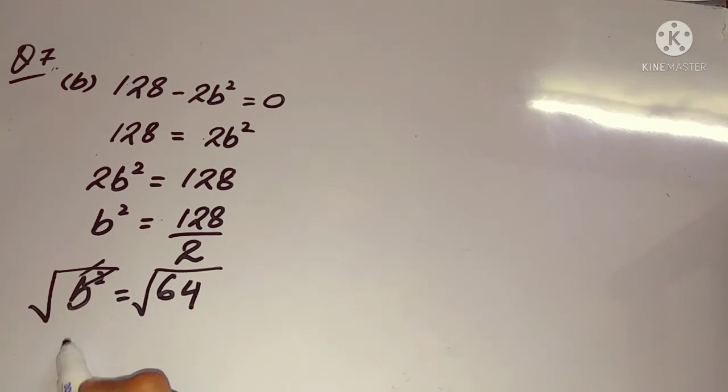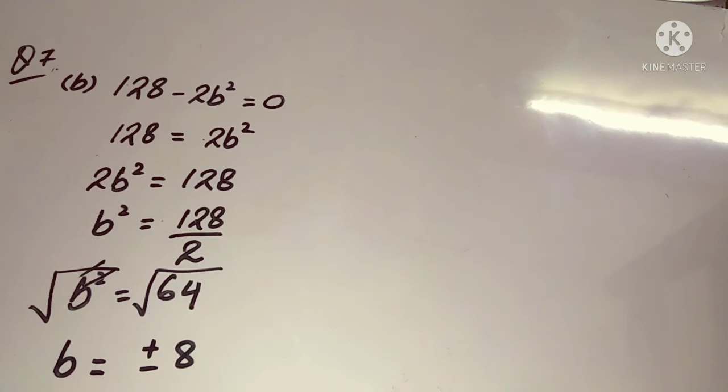To omit the square, you take the square root on both sides. Square and square root will cut each other. So the value of b is equal to plus minus 8. Okay, so the value of b is plus minus 8. So this is your answer. I hope that it's clear to you. Alright, now let's move forward to C part.